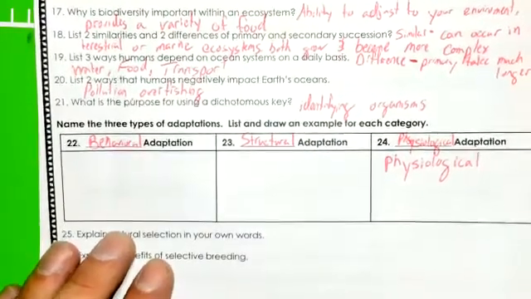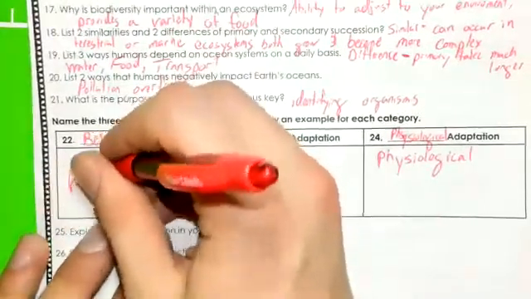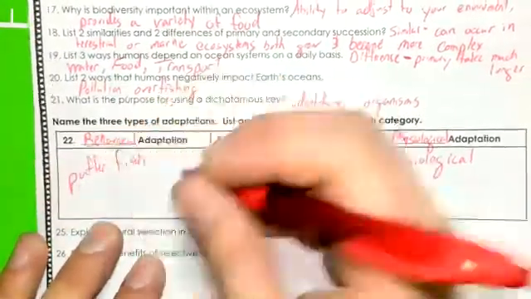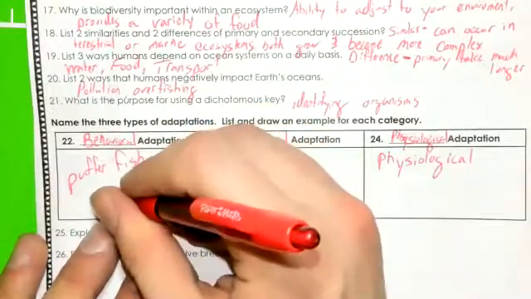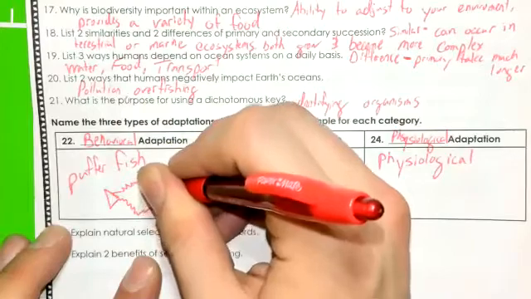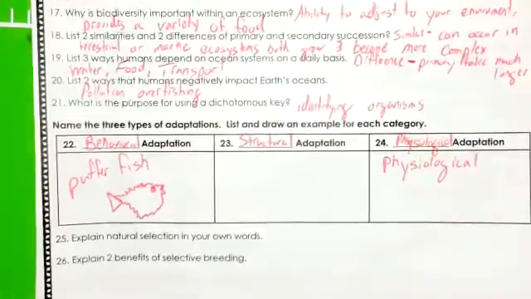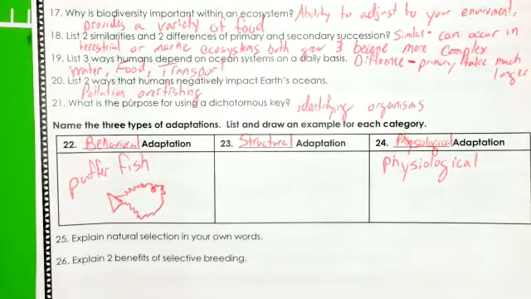Now, guys, I'm not going to make you draw, all right? But a puffer fish is an example of a behavioral trait, right? A puffer fish will blow up when it feels threatened. It blows up, and that's a behavior, that's a defense mechanism.